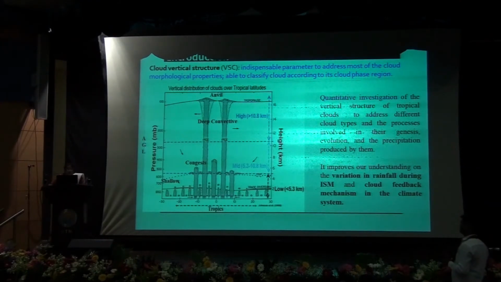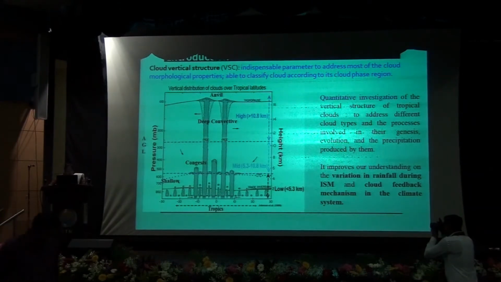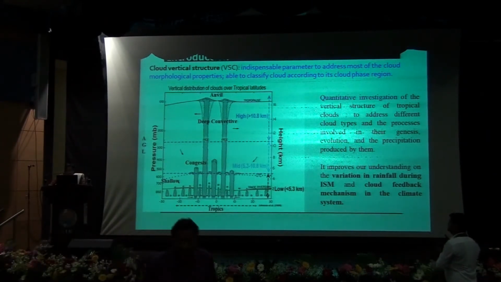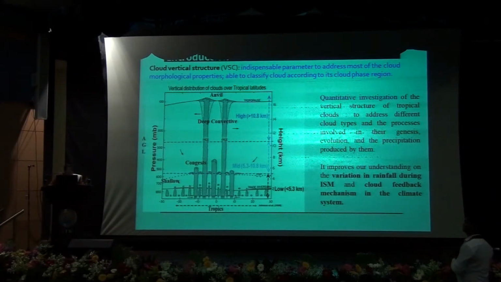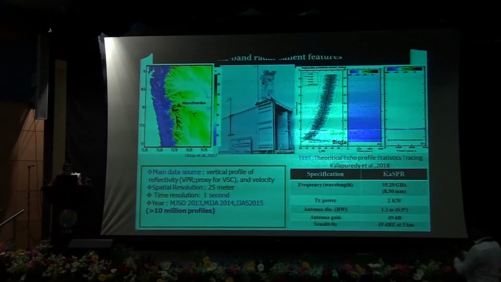Hence, quantitative investigation of the vertical structure of tropical clouds is very much essential to address different types of clouds and the processes involved in their genesis, evolution, and the precipitation produced by them. Further, it improves our understanding of the variation in rainfall during monsoon and the cloud feedback mechanism in the climate system.